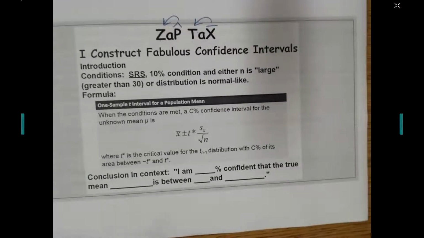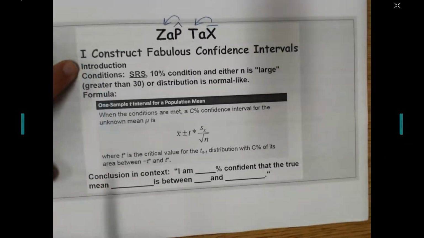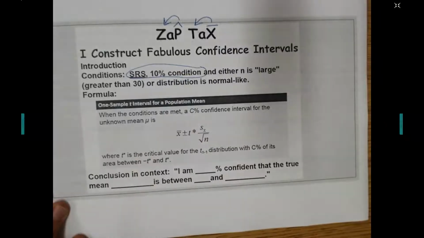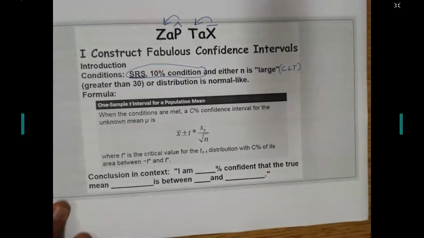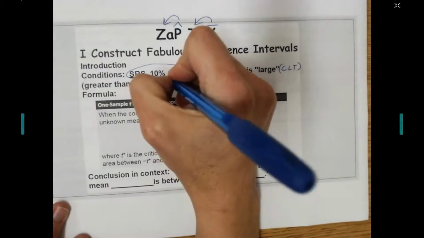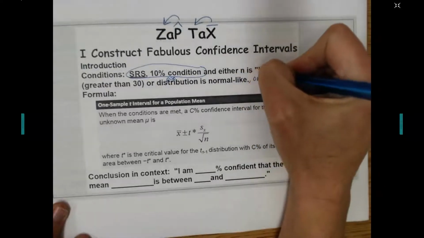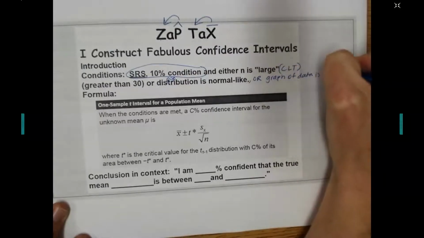We are still constructing fabulous confidence intervals. You are still going to start with an introduction, which is just a restatement of the question that's asked. You are still going to check the conditions, and the first two conditions are exactly the same. Simple random sample and the 10% condition. Now, to check for normality, either n is large, and the central limit theorem lets us know we can use it, or the population distribution is normal-like, or, I'm going to add in one more, graph of data is symmetrical with no outliers.